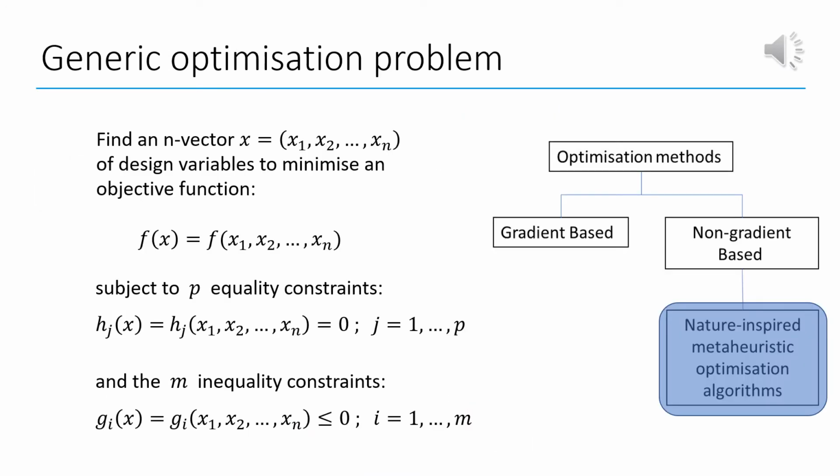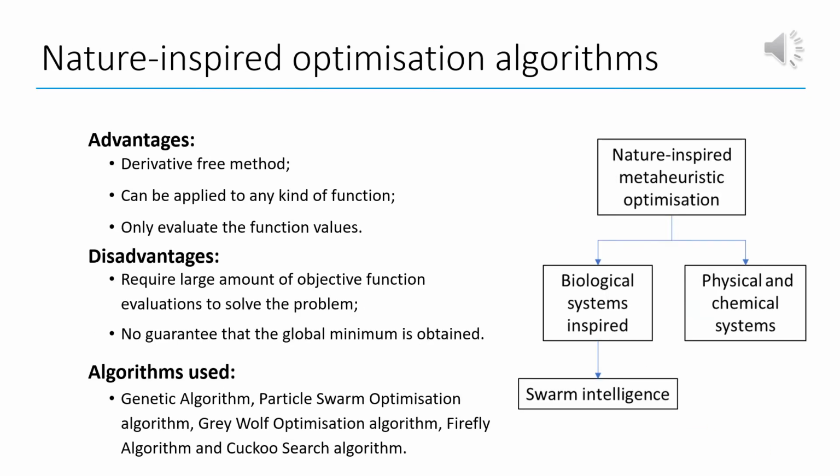A generic optimization problem aims to find the design variables which minimize an objective function. These design variables are subject to constraints, whether equality or inequality. Optimization methods can be divided into those based on gradient calculation and those not based on gradients. Among the non-gradient-based methods, we have the meta-heuristic optimization algorithms inspired by nature, which were the chosen methods for this work.